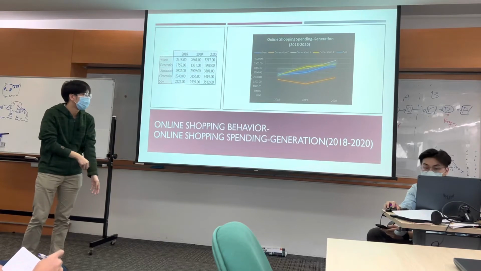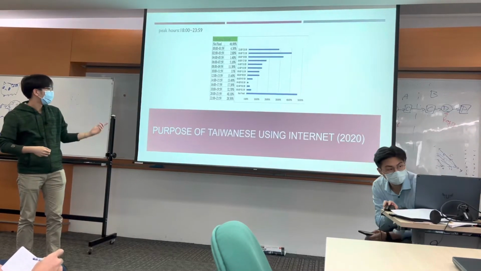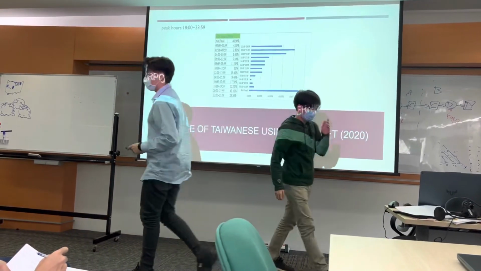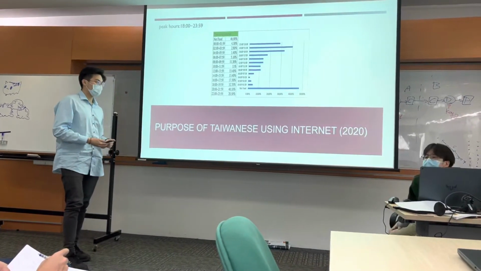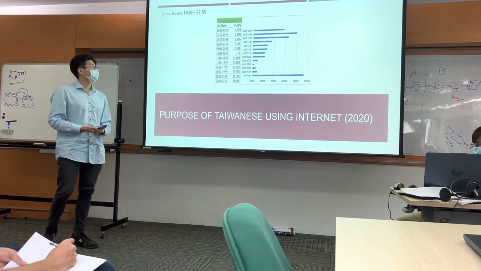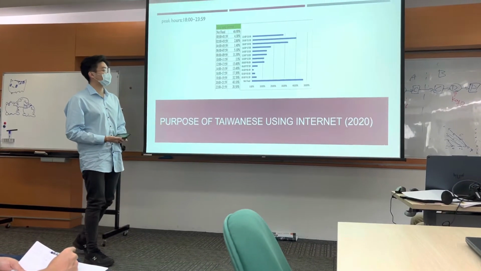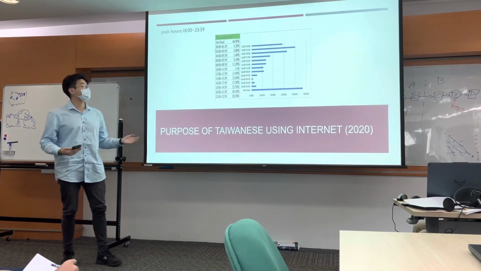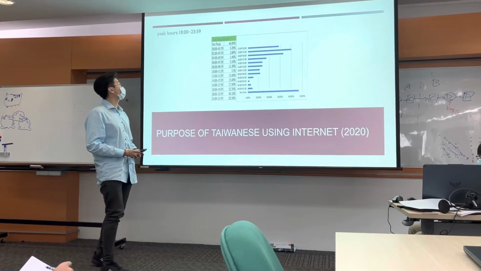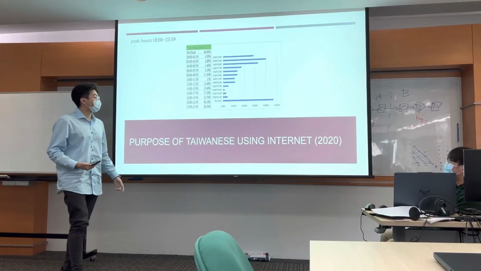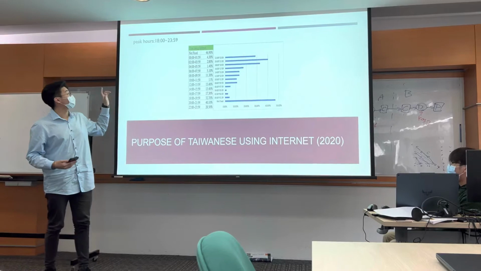Now, Pauline will talk about the purpose of Taiwanese using the internet. Okay. Now I'm going to talk about some of the main purposes that Taiwanese people use the internet. Before we talk about it, I'm going to show you two graphs. This is for the usage time of the internet. As you can see, the peak hour is around 18:00 to midnight, so we're going to analyze the data during that time.